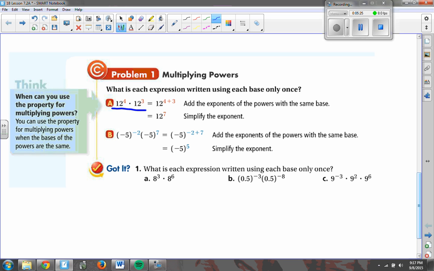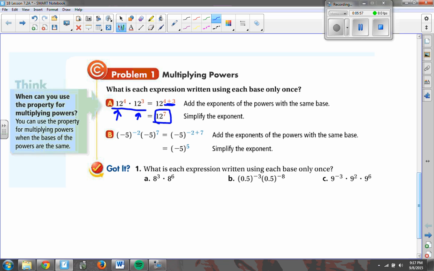But we are still taking some number to the 4th power times that same number to the 3rd power. 12 to the 4th times 12 to the 3rd. We know from our rule up top that all we have to do with that 4 and 3 is add them together, because this one here is 4 12s, and this one here is 3 12s. So altogether, then, we have 7 12s, or 12 to the 7th power. And that's all you are asked to do there, is write it as 12 to the 7th power.